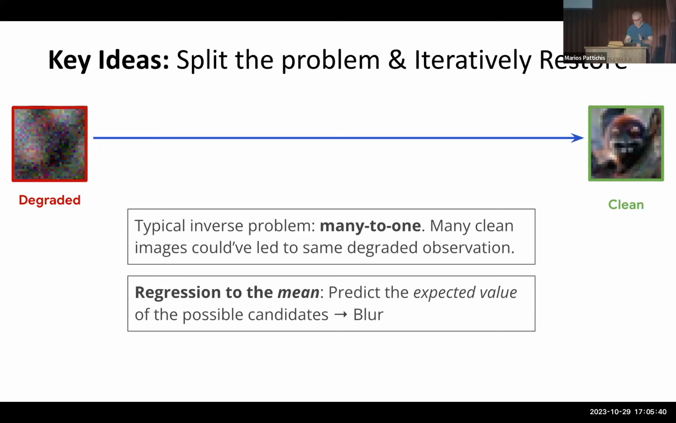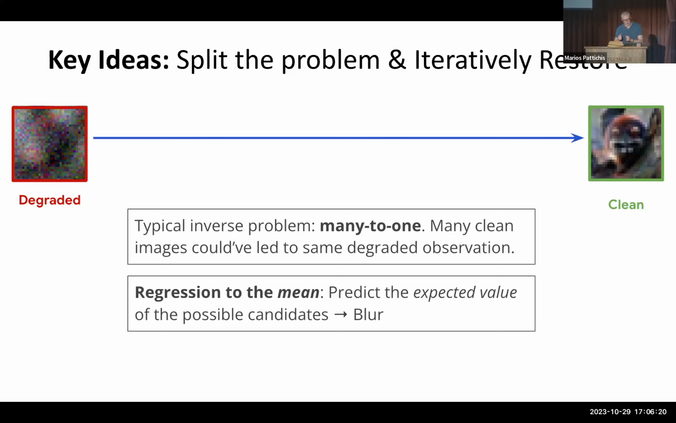Okay, so I'm going to tell you a little bit about the details of this method. A typical inverse problem is many to one, in the sense that many clean images could have led to the degraded observation that you have, right? This is ill-posedness 101. When you solve inverse problems, you often get this behavior that's called regression to the mean, or more generally, regression to an aggregate solution, because what you're computing is somehow an aggregate of all possible solutions with some penalty attached to it.